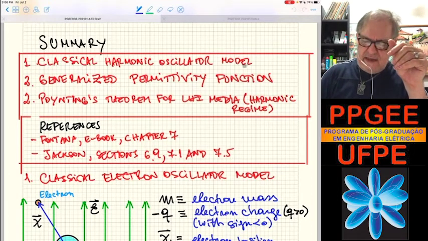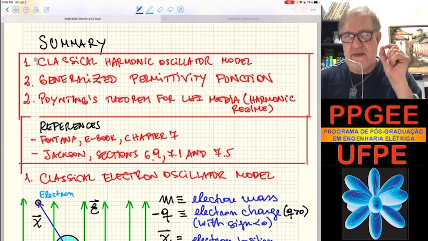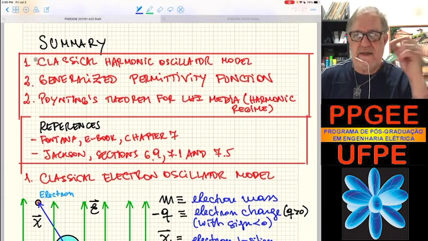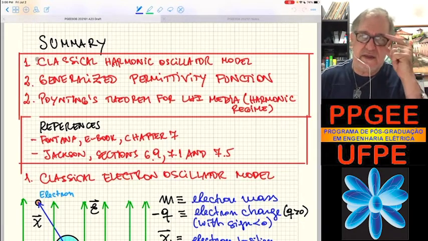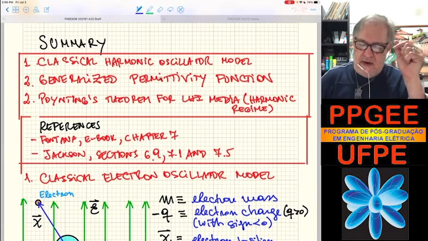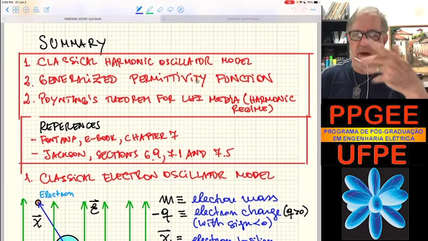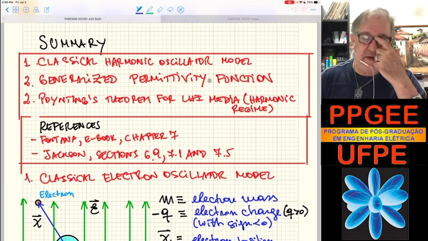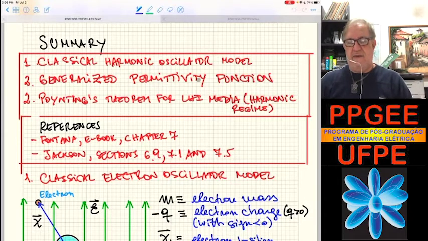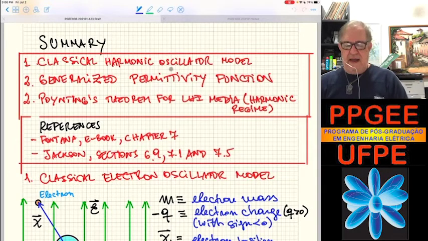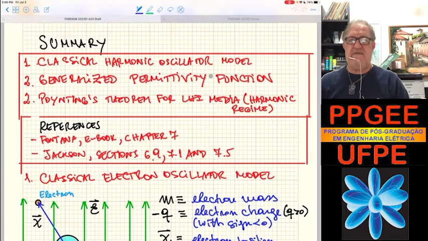We're going to start with a simple model for just one charge that oscillates on the application of an external field. Then we are going to generalize, so I can really describe with this generalized model the permittivity function, and why we observe those absorption bands along the electromagnetic spectrum in different materials. So that's essentially what we're going to show, and also the nature of this permittivity function.